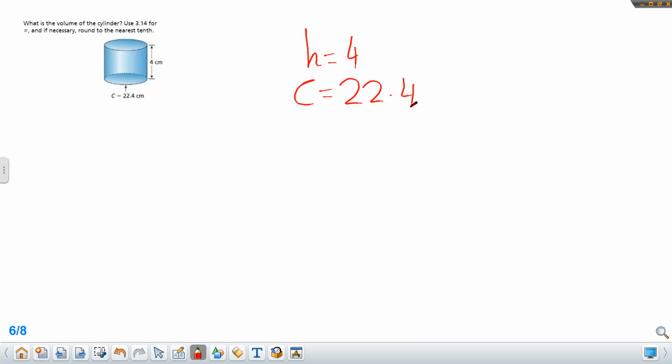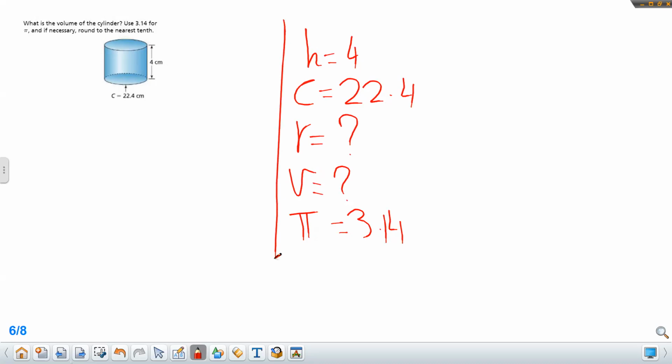But if you want to find the volume, first you must find the radius. Then you can find the volume. Okay, if pi equals 3.14. Okay, this is a question. First, how to find the volume without radius? You don't know. You can't find it without radius. So how to find the radius? Using circumference. What's the rule of circumference of the circle?